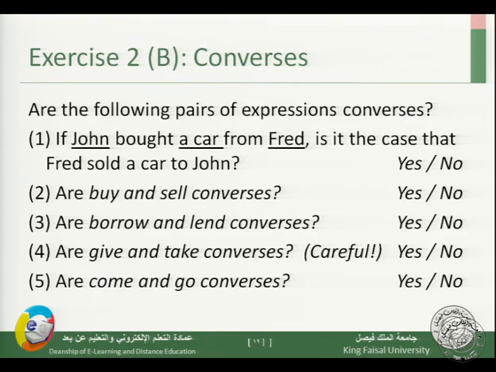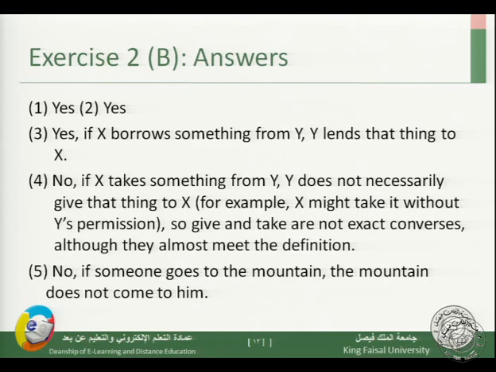5. Are come and go converses? If you go to a place, does this mean this place comes to you? No. So these are also not converses. I'd like you to just notice number 4. If X takes something from Y, Y does not necessarily give that thing to X. So these 2 are not exact converses, although they almost meet our definition.